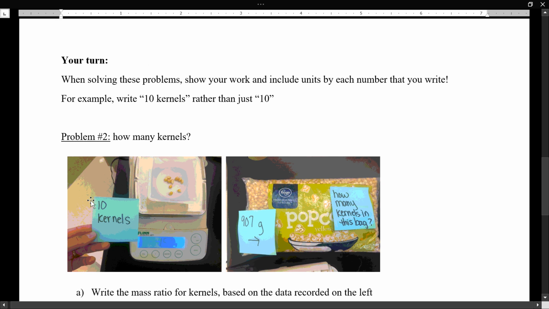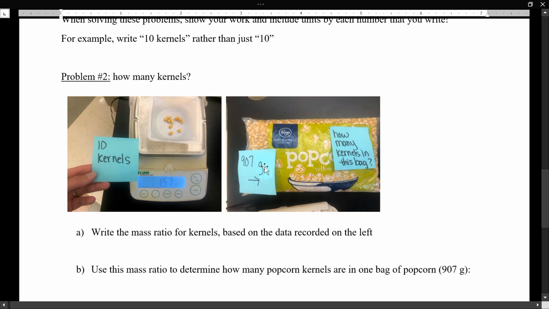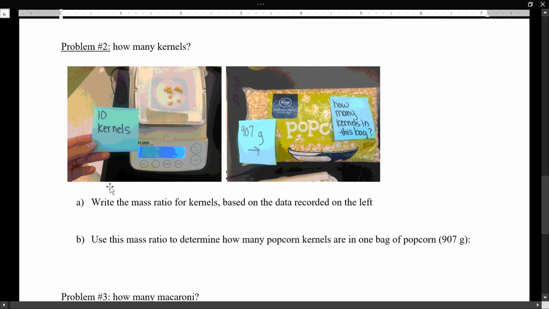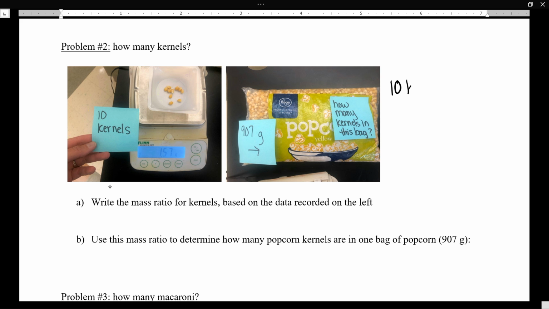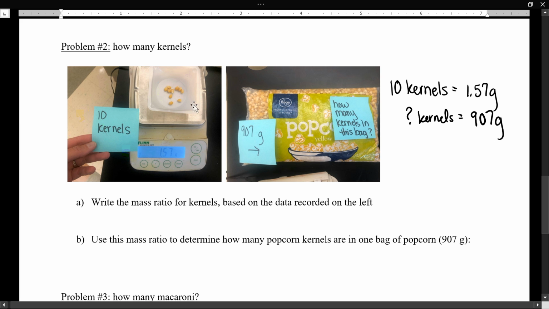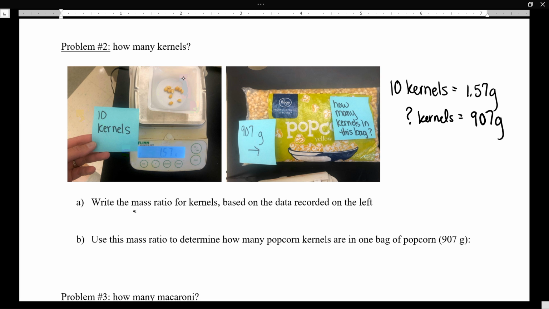I'm just going to use the same setup here to figure out how many kernels are in this bag of popcorn. What we see over here, I measured, and 10 kernels weigh 1.57 grams, and we're trying to figure out how many kernels are in a 907 gram bag. Popcorn is also commonly sold in these 2-pound bags. And we can write a ratio. So we can write out a mass ratio, which is a fraction, which might look like this. So we know that 10 kernels is 1.57 grams.